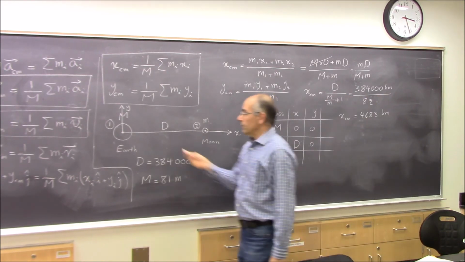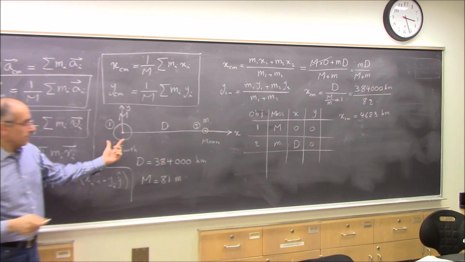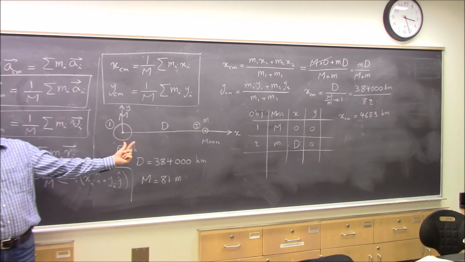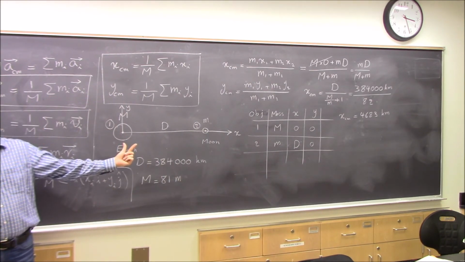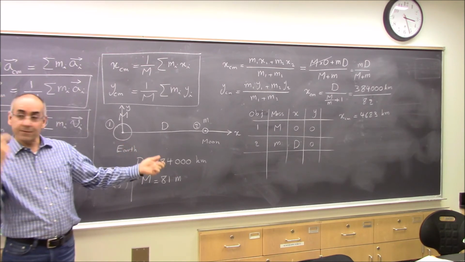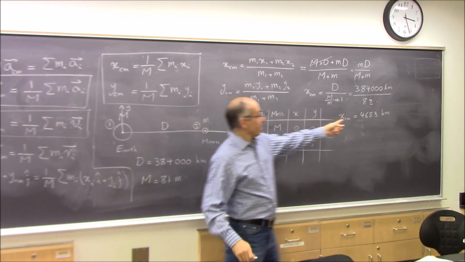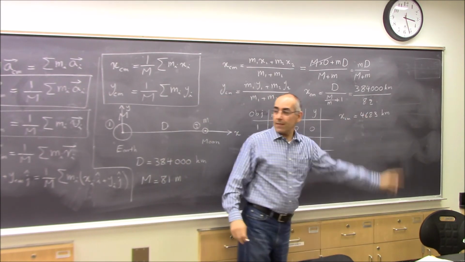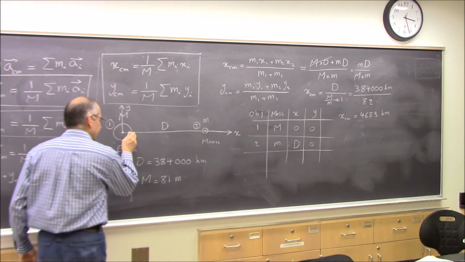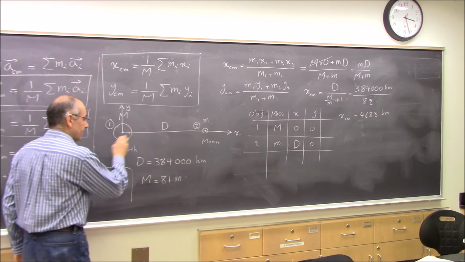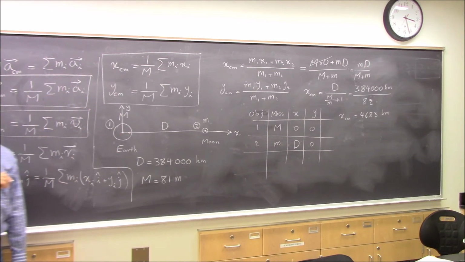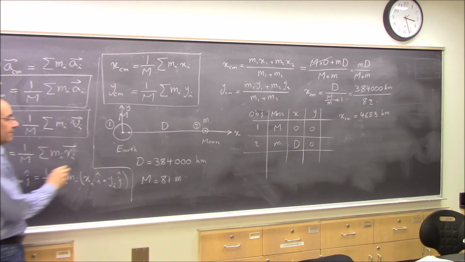You know where that is compared to the Earth? What is the radius of the Earth? Does anybody know? 6,400 kilometers, right? 6,370. This is less than that. Means that the center of mass is actually inside the Earth. It is not at the center. That's around here. That's the center of mass.